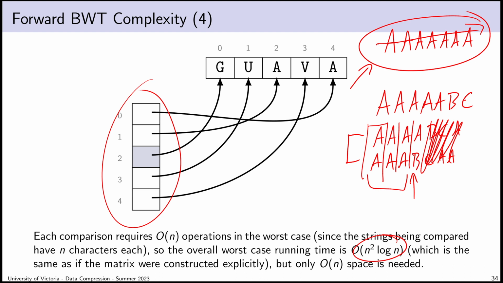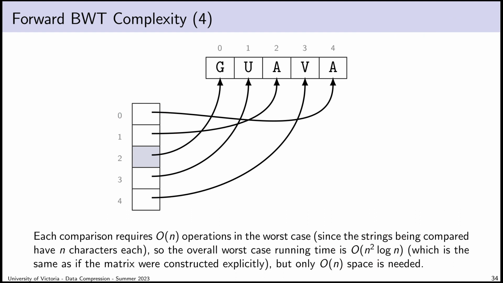That is the same running time as if the matrix were constructed explicitly. However, you only need big O of n space. So this is still an improvement. And I will add that unlike in the matrix-based version, where you're always using n squared space, and therefore you always need n squared log n time to move everything around the matrix, in this version, the worst case of n squared log n only happens for certain inputs. So if we think about the expected case, it's probably going to be quite a bit better than that. We probably could get down to n log n in the expected case.